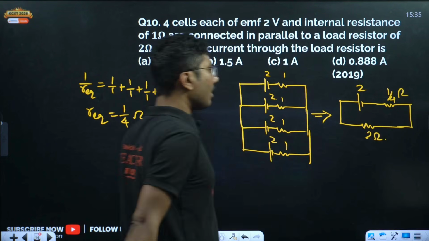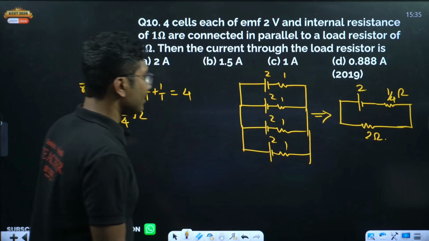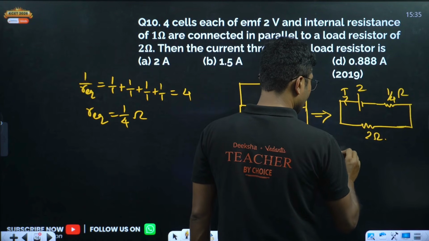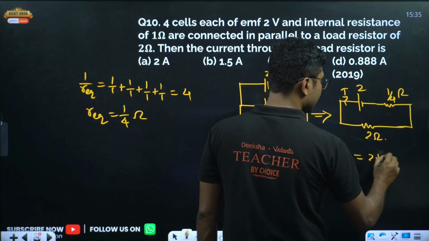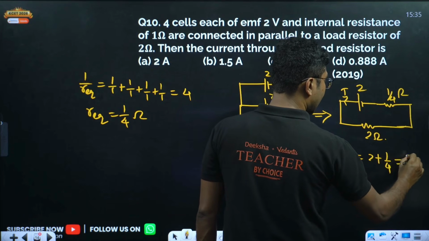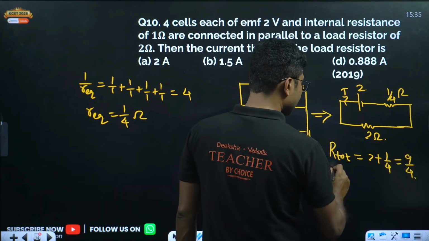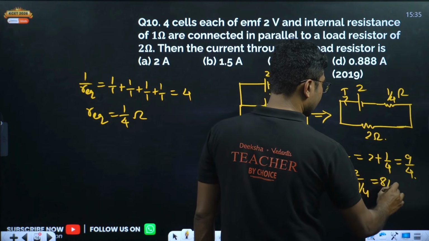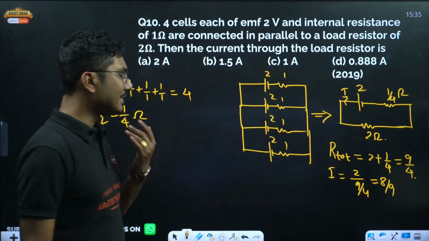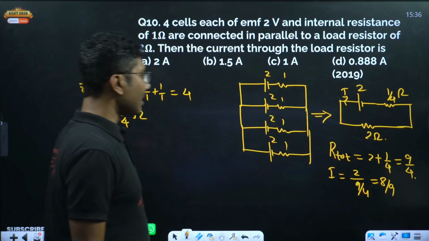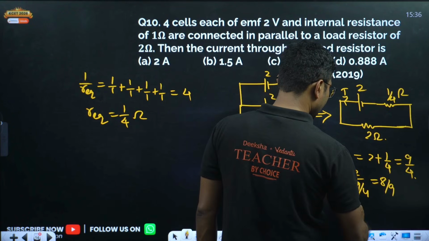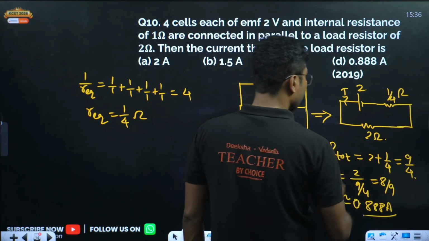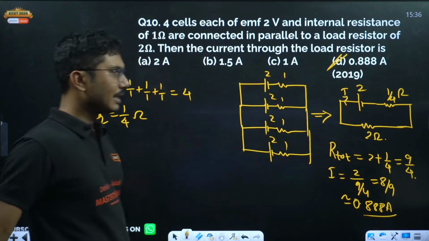Now what? Now you have to find the current. So what is the current here? Very easy question. So total resistance is 2 plus 1 by 4, that is 9 by 4. So current is 2 divided by 9 by 4, that is 8 by 9. Now 8 by 9 means it is slightly less than 1. Slightly less than 1, if you calculate, it will be close to 0.888 ampere. So obviously 0.888 is the correct answer.